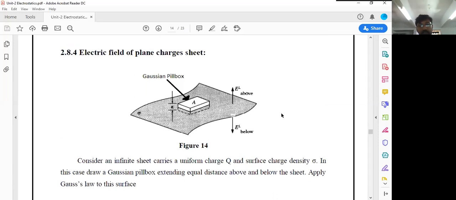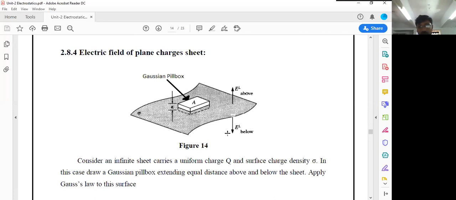Consider an infinite plane sheet that carries a uniform charge q and surface charge density sigma. As shown in the figure, there is an infinite sheet of uniform charge q which has the surface charge density sigma. In this case, we draw a Gaussian pillbox that extends an equal distance above and below the sheet. So here it is, the Gaussian pillbox. It is extended above the sheet as well as below the sheet.